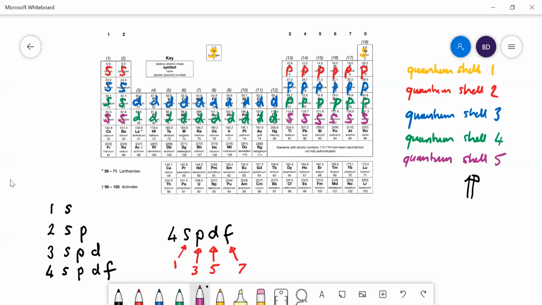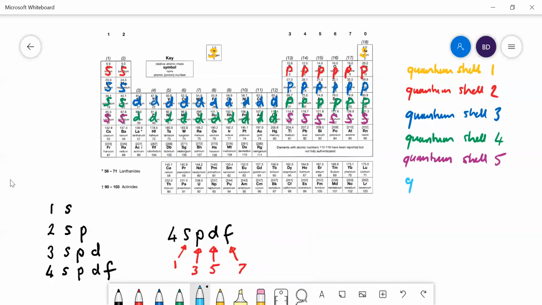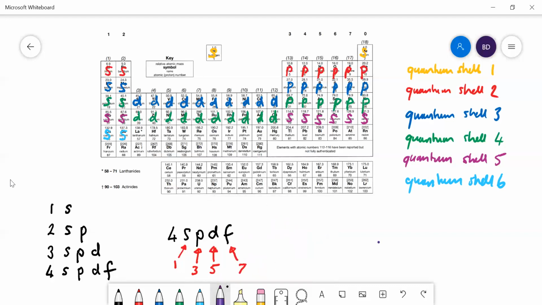Then, I'm running out of colors here, so this is going to be quantum shell 6 now. Quantum shell 6, so we have got 6s filled up there. Now we are going to fill up that 6s, go to 5d. So here's 5d. That's 5d.